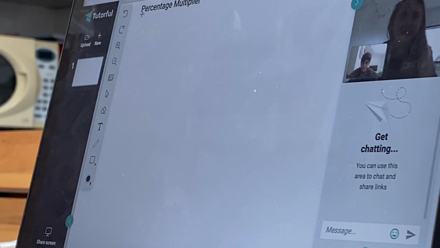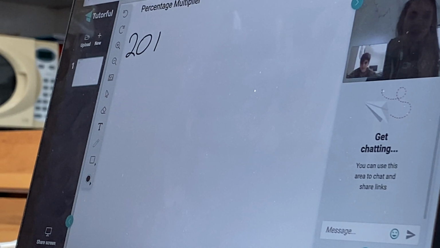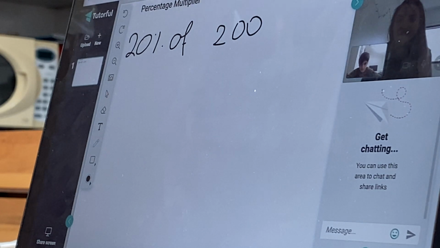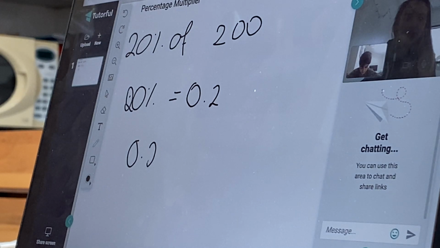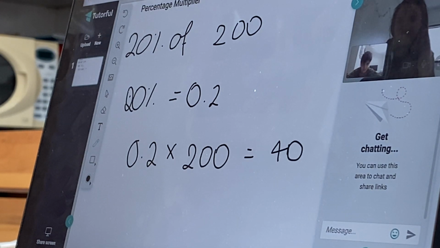Now, let's say I want to find 20% of 200. Start by finding the percentage multiplier here. What do I need to multiply 200 by to find 20%? 0.2. Perfect. So the percentage multiplier of 20% is 0.2. So I take 0.2 multiplied by 200, which gives me 40.